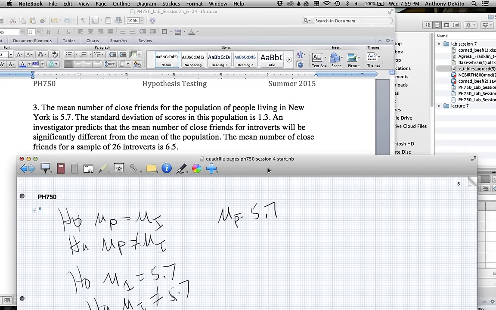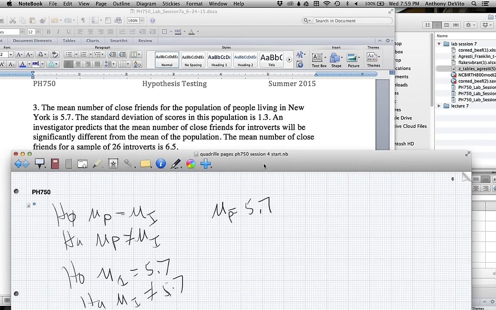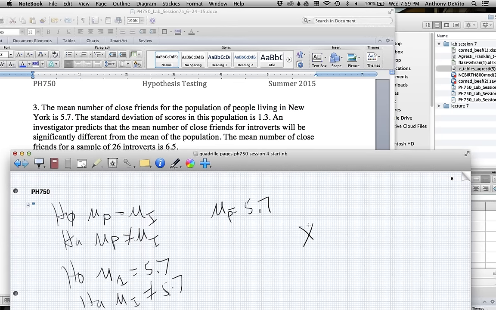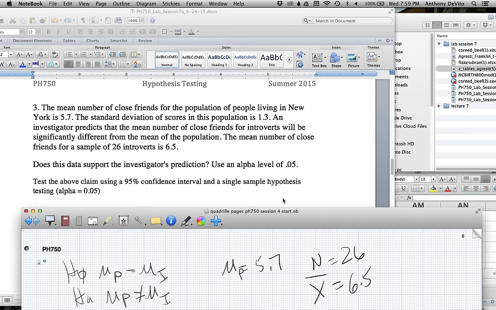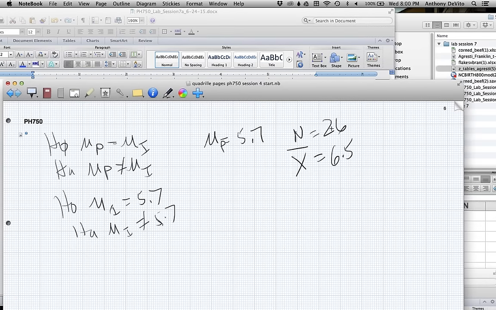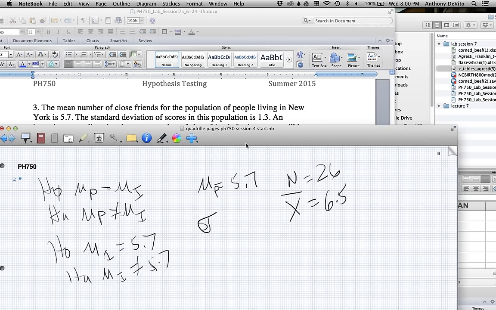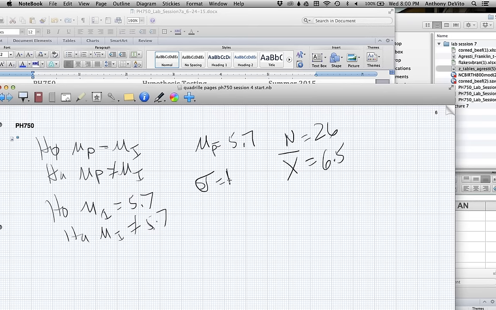Now the sample size and X bar: we take 26 introverts, and we find that the mean for those 26 is 6.5. I'm going to assume for the moment that there's no reason to think the standard deviation for either one would be different. So I'm going to use the sigma for the entire population, 1.3, and stick with that for my introverts as well.